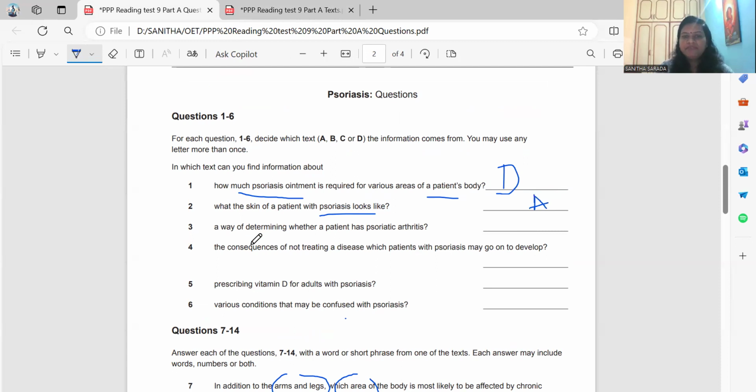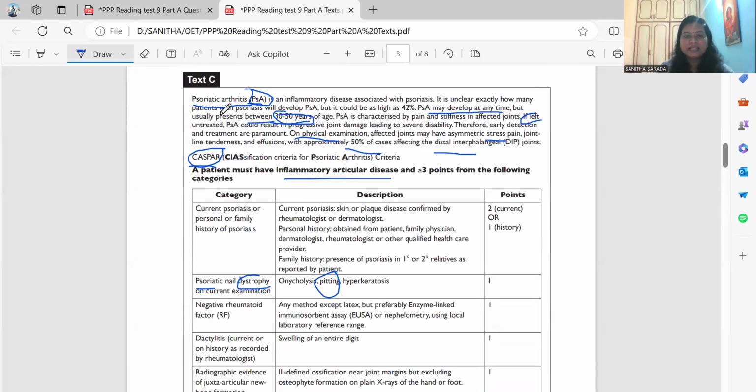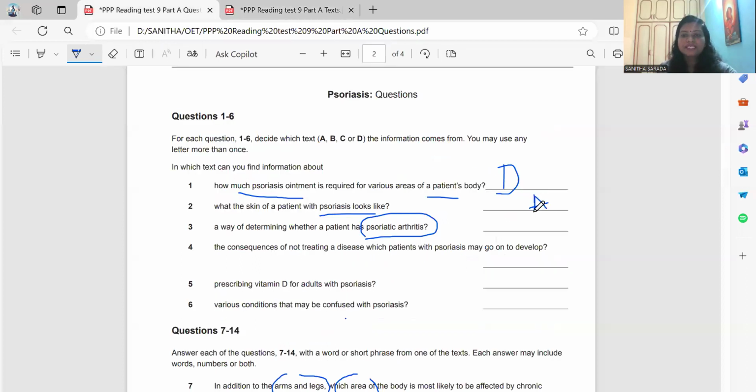Okay, so the way of determining whether a patient has psoriatic arthritis. Psoriatic arthritis is given in text C, so how is it determined? It is the CASPAR criteria. So the answer is C here.